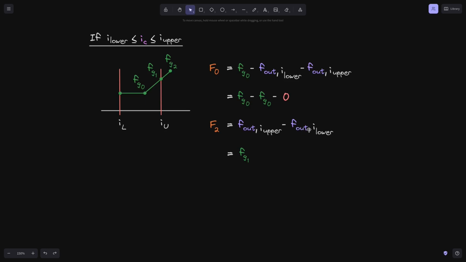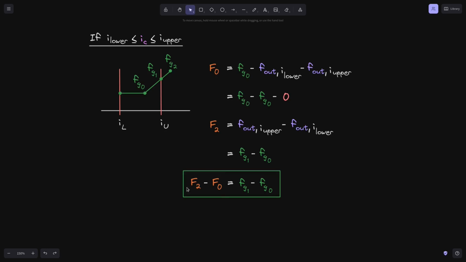Okay, how about f out of I lower? Well, this is equal to f of g0. And you can see over here that it was initialized to f of g0, and it has not changed since. How about f2 minus f0? Well, it will simply be equal to fg1 minus fg0. f2 is equal to this fg1 minus fg0, and f0 is simply equal to 0.